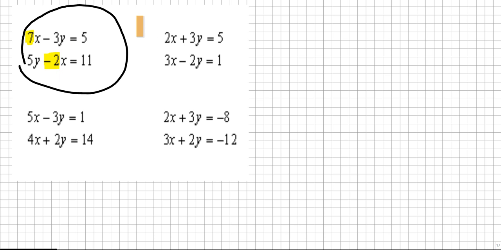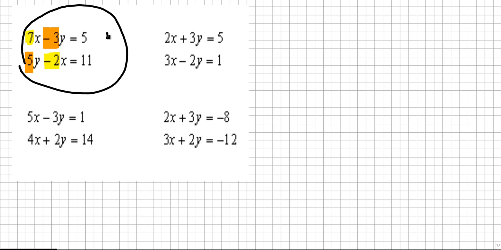And the y value up here has minus 3, and down here we have 5. So there's always more than one way to find a way to balance the coefficients, but let's do it with x, and then we can do it with y. So we want the same number in front of the x variable up here as we have in front of the x variable down here. So 7 and 2 are factors of 14.